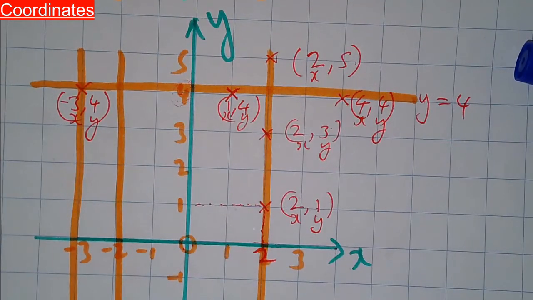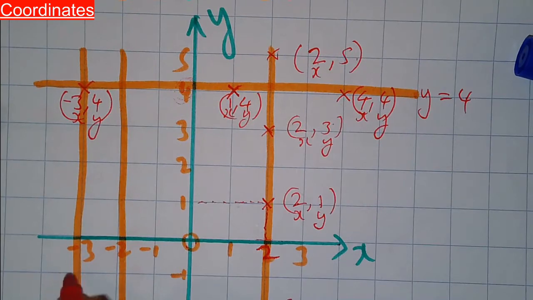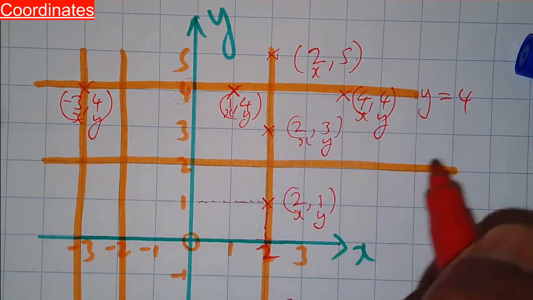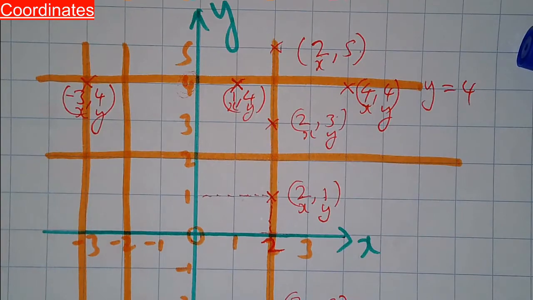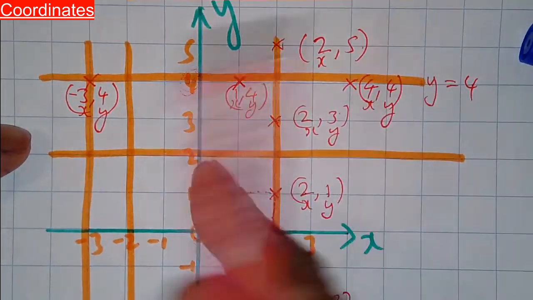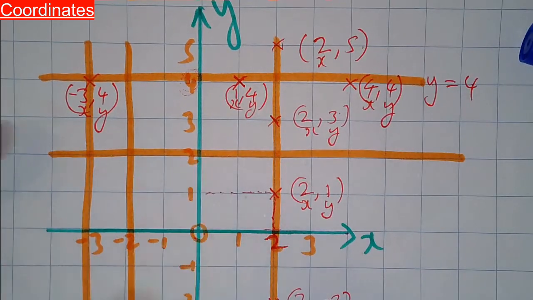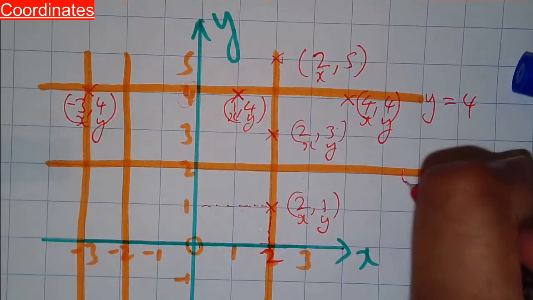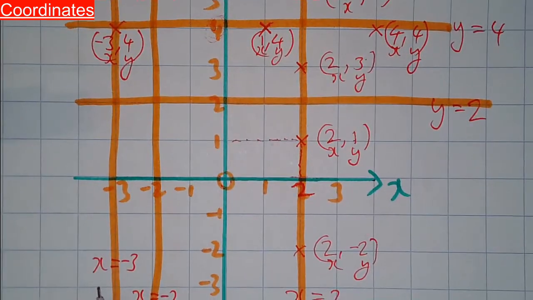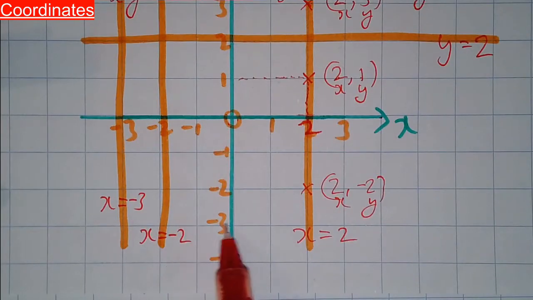So if I had another line, for example, let's say it goes through this one. This horizontal line crosses the y-axis at positive 2. So that would be called y equals 2. And obviously if I had a line going this way, crossing at negative 3, that would be called y equals negative 3.